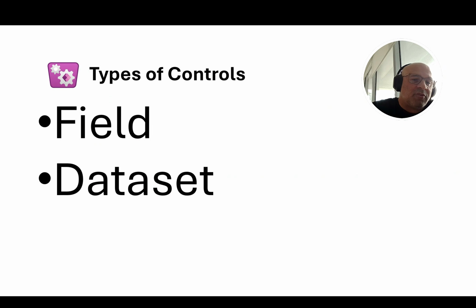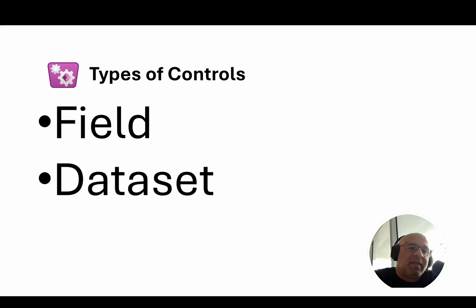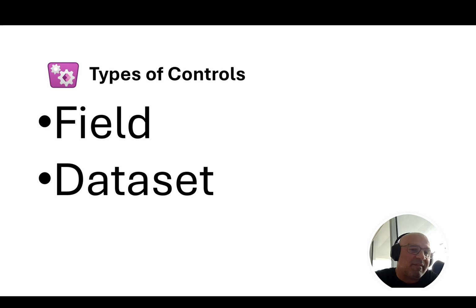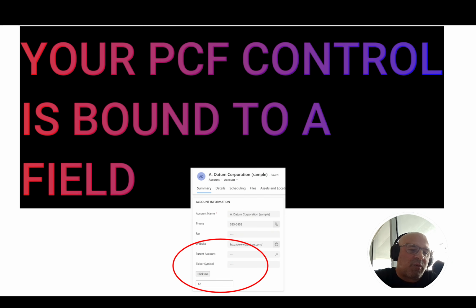So we have field controls and dataset controls. The field controls are controls where you basically go to a field on a form and you say, okay, I don't want to use that type of field anymore. I want to use my own custom PCF control there. Okay, so you're binding your control to this field, if that makes sense. So you're just replacing what's already there with your own control.